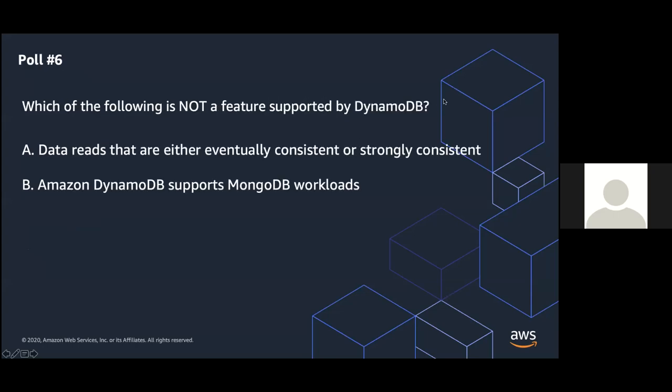We'll go to the next one, which is poll number 6. And I'll launch it. So the question is, which of the following is not a feature supported by DynamoDB? Data reads that are either eventually consistent or strongly consistent, Amazon DynamoDB supports MongoDB workloads. So this one is a little bit interesting. We got like 50-50 on this one. 54% on data reads that are either eventually consistent or strongly consistent. So the answer for this is actually B. Amazon DynamoDB doesn't support MongoDB workloads.